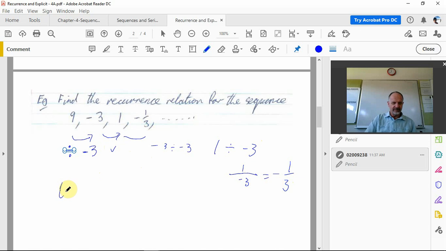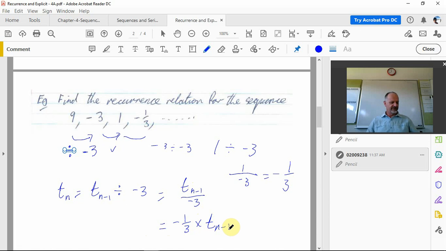So it's looking like, to get from one to the other, term n would be the term before it, divided by -3. Generally, we'd just say term n is term n minus 1 over -3. Normally, mathematicians think that's a bit of a messy way of looking at it. So they'd say it's -1/3 times term n minus 1, for our sequence.